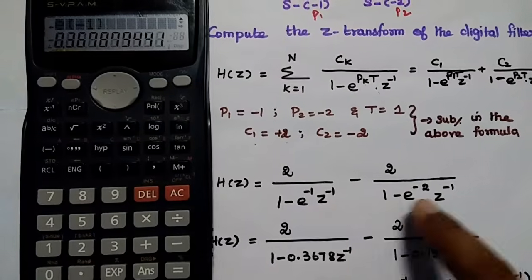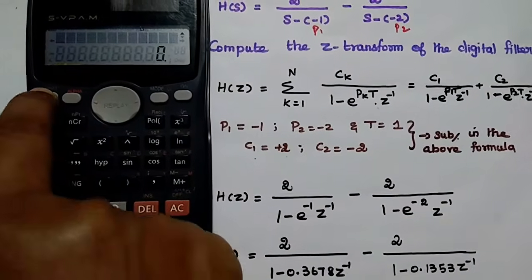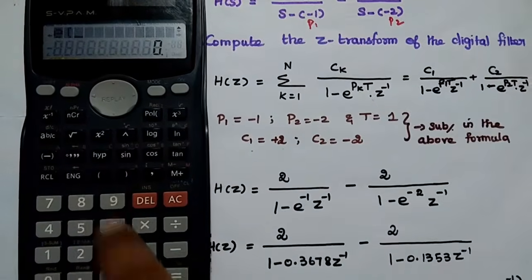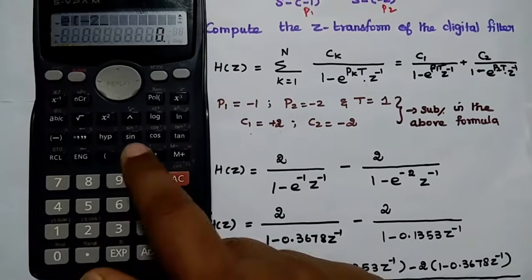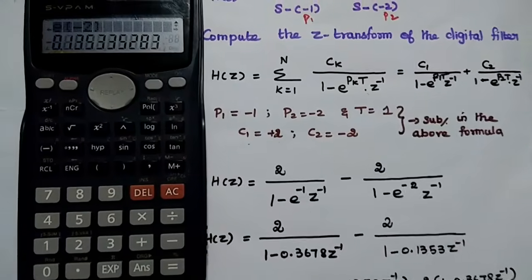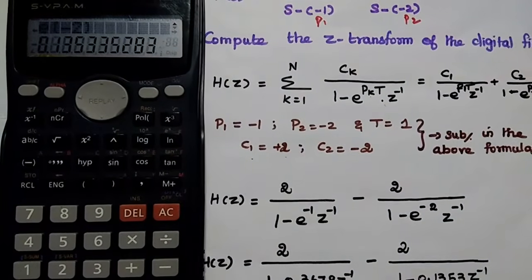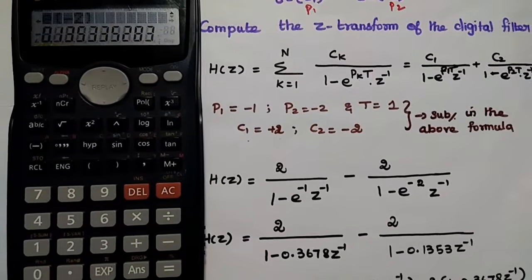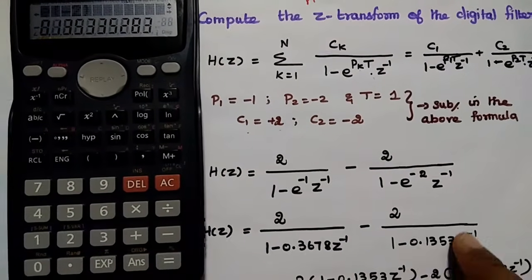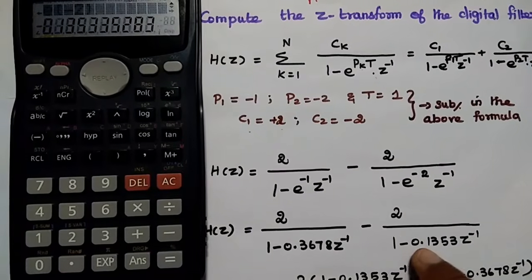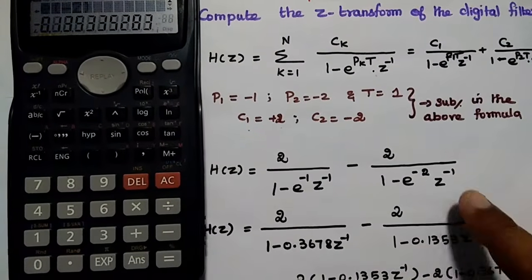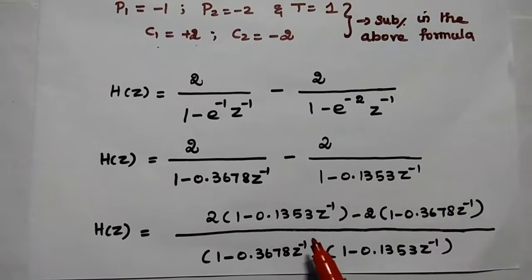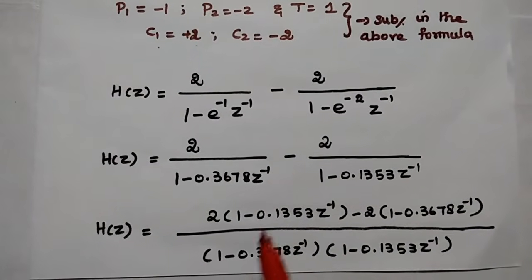Similarly, we can get this e power minus 2 value like this. So here shift ln button, that is the exponential term, and open bracket, press minus 2 and close the bracket and press equal symbol. You can see that value as 0.1353. Okay, so here we have to round off that value up to 4 places. So we can get 1 minus 0.1353 Z inverse is there. Okay. Then we are going to simplify this expression further like this.